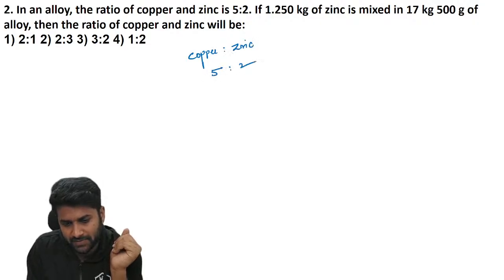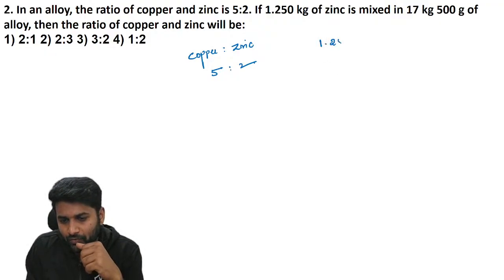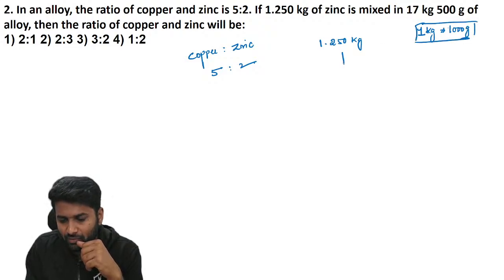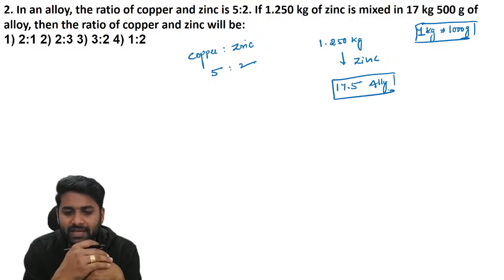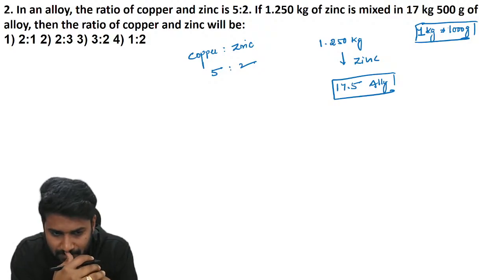The respective ratio is 5 is to 2, copper and zinc. And they clearly mention 1.250 kg, and you know that 1 kg is equal to 1000 grams. Now they clearly mention that 1.25 kg of zinc is mixed with 17.5 kg of alloy. Then what is the ratio of copper and zinc? Try to solve this question.